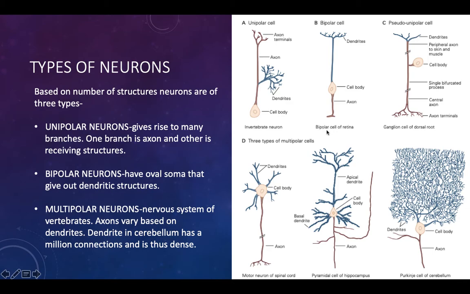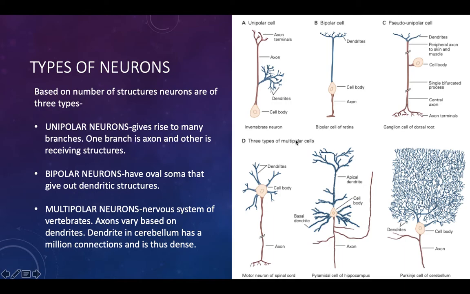Then bipolar neurons. Bipolar neurons have an oval soma. As I told you, the cell body is also called the soma. They have an oval-structured soma that has dendritic structures. And pseudo unipolar cells are a different kind of unipolar cells, which is different from this as it has projections of the soma or cell body, unlike this, from which others erupt from the cell body. The cell body is projected from the remaining part of the neuron.